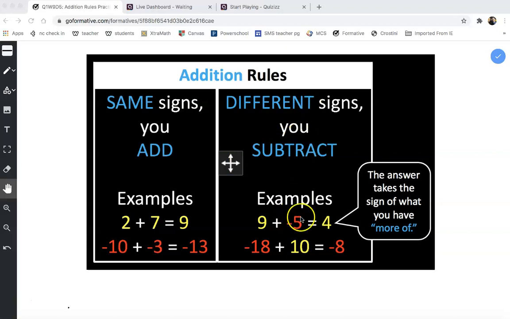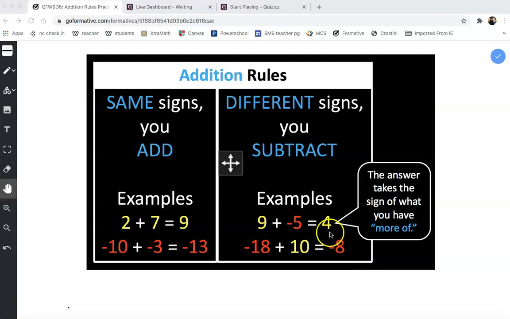Look at this right column. Different signs you subtract. When I say different signs, I mean that one number is positive and the other number is negative. Their signs are different. Positive sign versus a negative sign. Same with this example. One of the numbers is negative and one of the numbers is positive. If you have different signs, you subtract. So let's think about the subtraction. 9 take away 5 is 4. 18 minus 10 is 8.